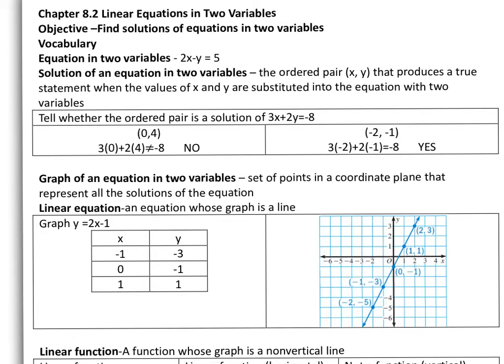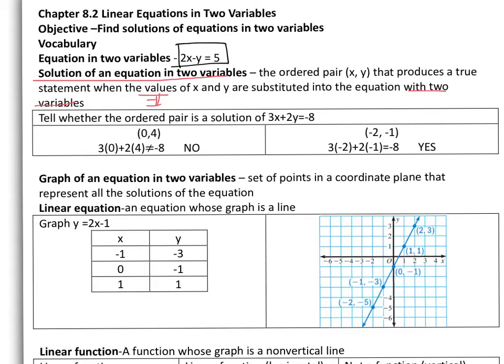An equation in two variables can be represented by this equation we have right here: 2x minus y equals 5. The solution of an equation in two variables is an ordered pair (x, y) that produces a true statement when the values, which means numbers, of x and y are substituted into the equation.